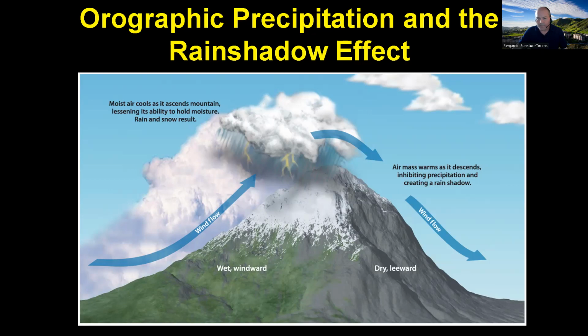In the Caribbean, as we'll talk about, the winds are actually coming from the east, the northeast. So that side gets the rainfall, and the southwest side gets less rainfall and becomes a rain shadow.